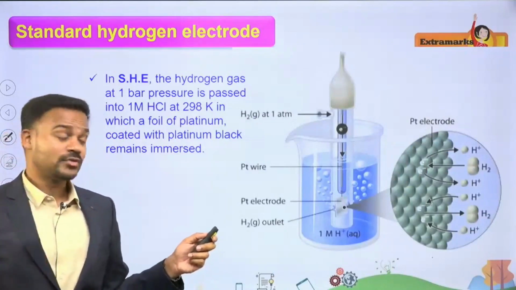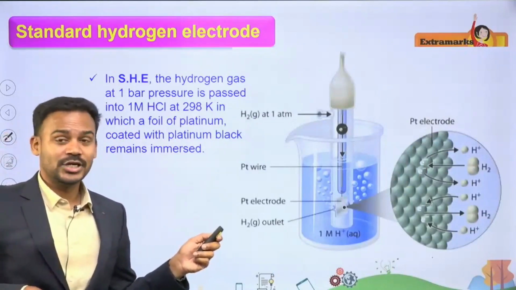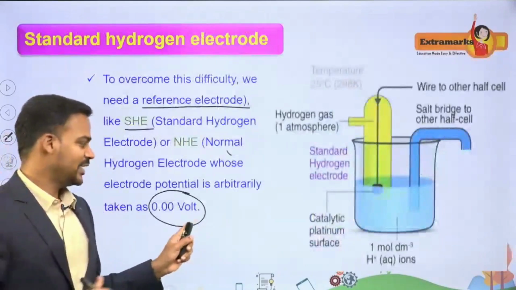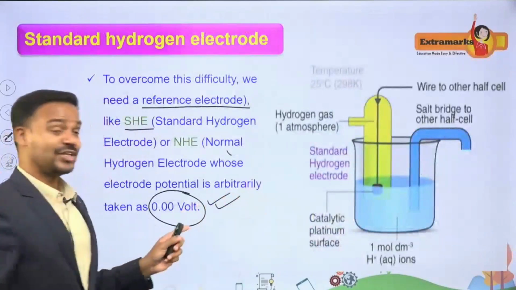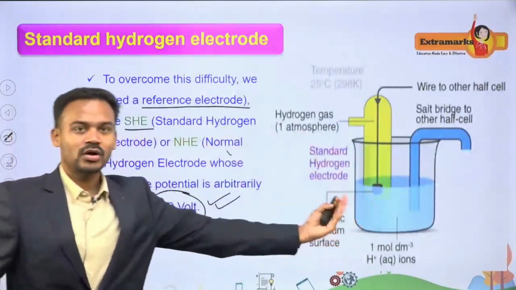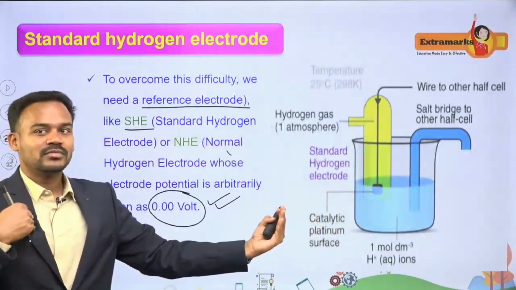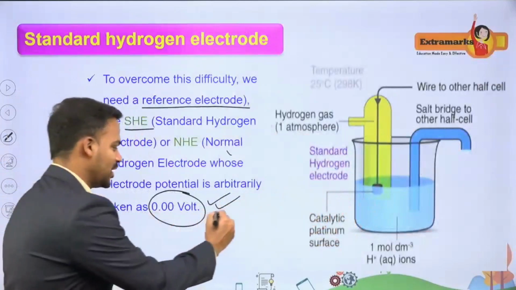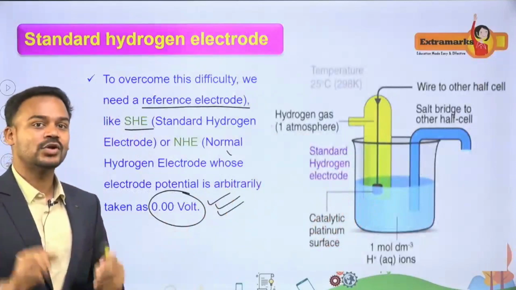And what is the use of this hydrogen electrode? One use is this: its electrode potential is taken as 0 volts. So with respect to 0, how much is the value of the other one? This is one advantage: it is arbitrarily taken as 0 volts.